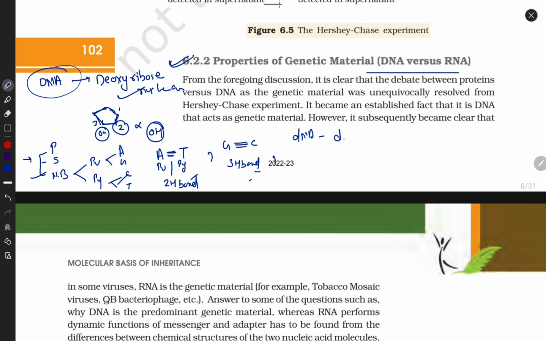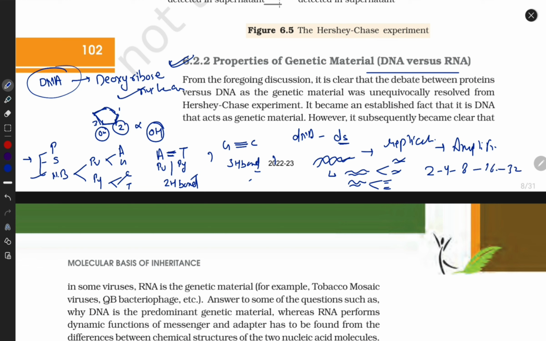Double strand structure means they are present in double helical form. Yes or not? Now DNA takes part in replication, which means they can amplify their copy: this strand will split and another strand will form, 2 make 4, 4 make 8, 16 and so on.